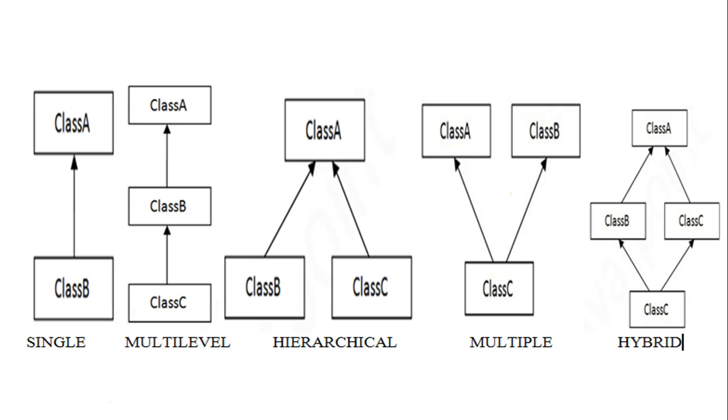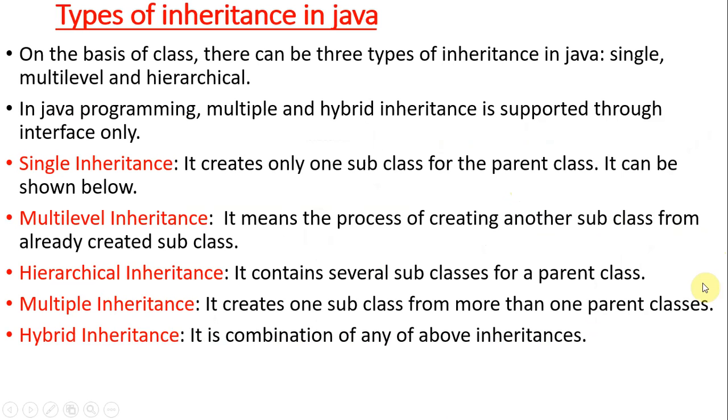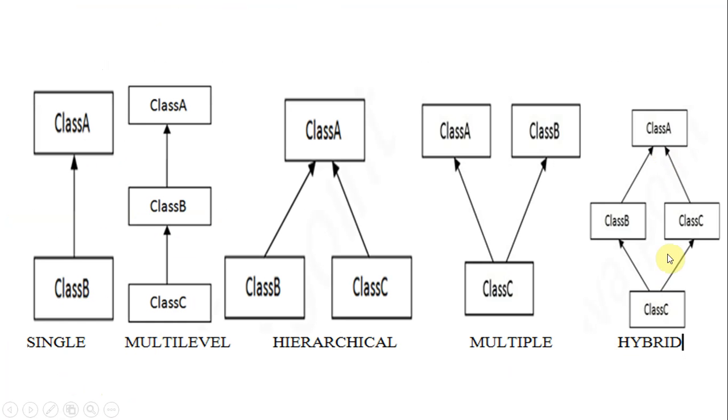And the next one, hybrid, you can simply define that. We have single, multi-level, hierarchical and multiple inheritance. You can use any combination of these inheritances to form hybrid inheritance. You can form any combination of these single, multi-level, hierarchical and multiple types to form hybrid.